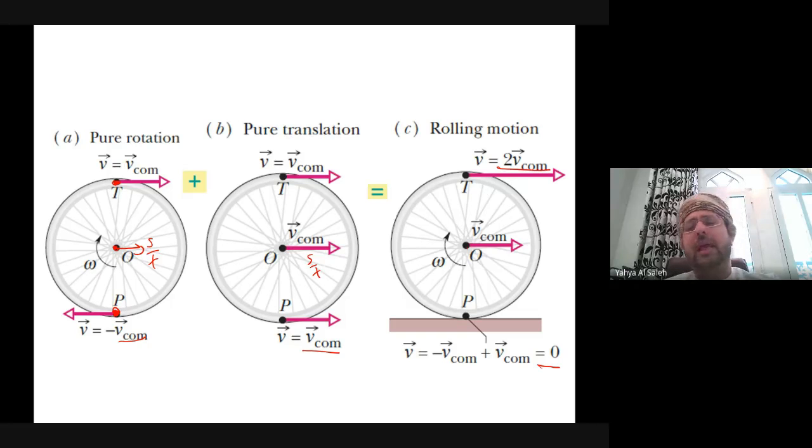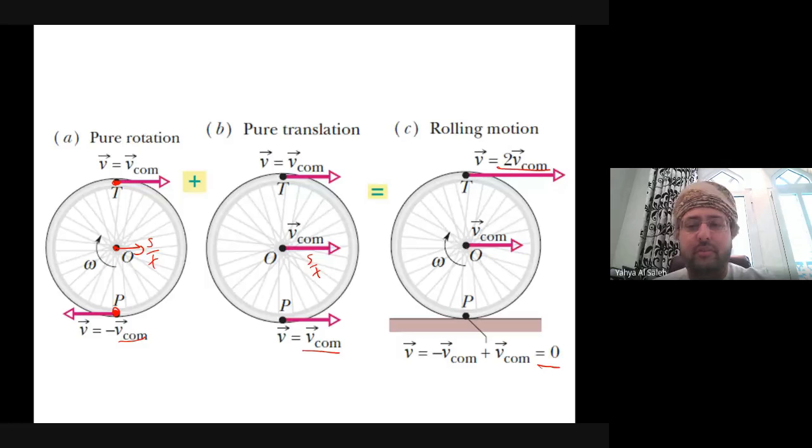It appears as if, when we are rolling, one object has 3 different velocities. The bottom part has a velocity 0. The center of mass has a velocity v. And the top part has a velocity twice that of the center of mass.